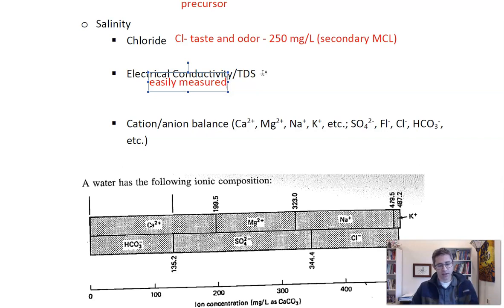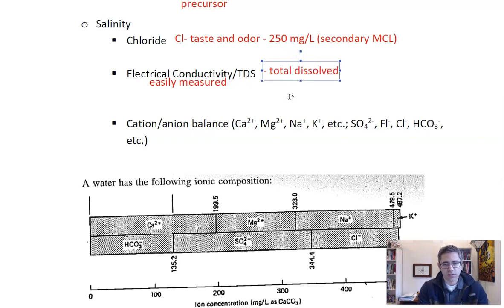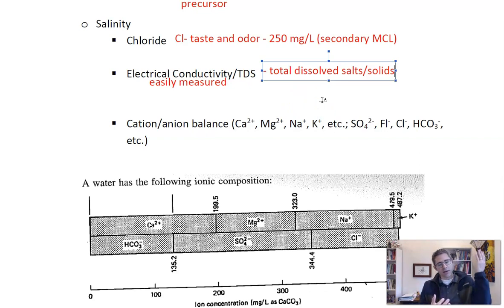But usually what's a more direct impact is what we call TDS, which stands for total dissolved, and then either salts or solids, usually solids. That would be all of the things that are dissolved in the water that if you evaporated off all the water, all of those solids would be left.